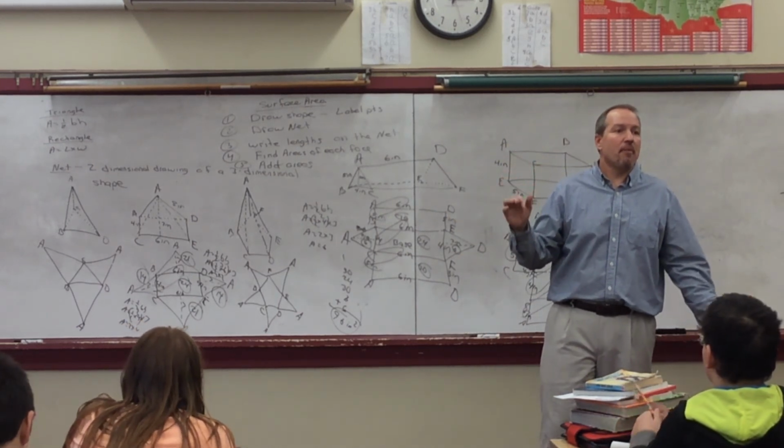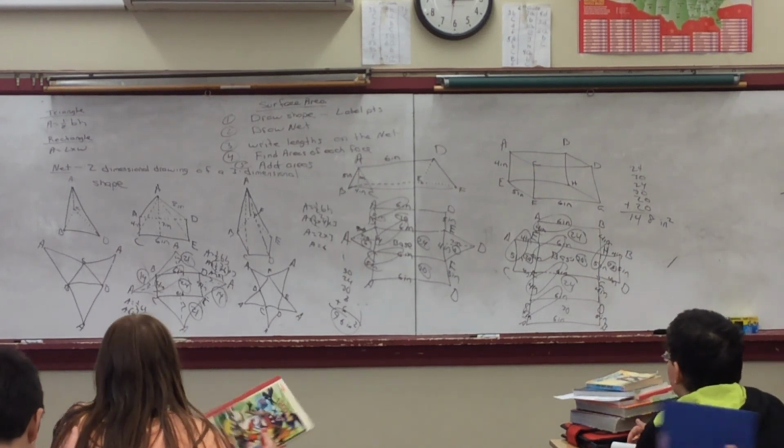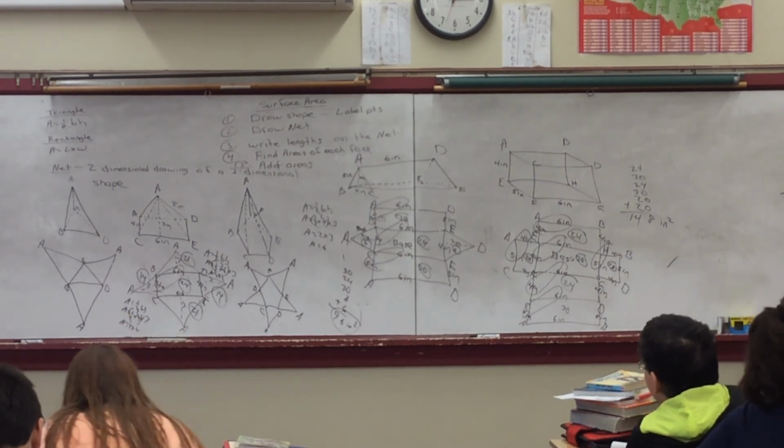Well, you're going to have to draw a net for all of them. I know, but what number? Well, 4, 5, and 6 are under measurements. So you can't find the surface area because they're under measurement.